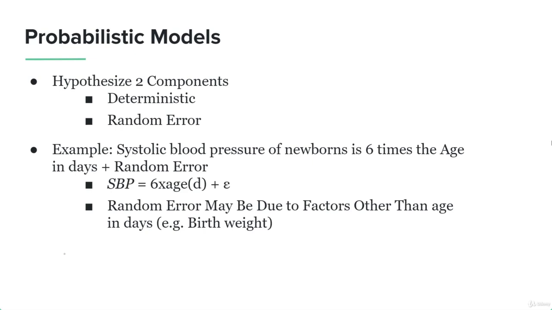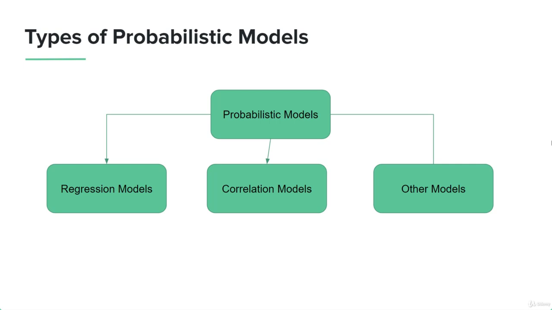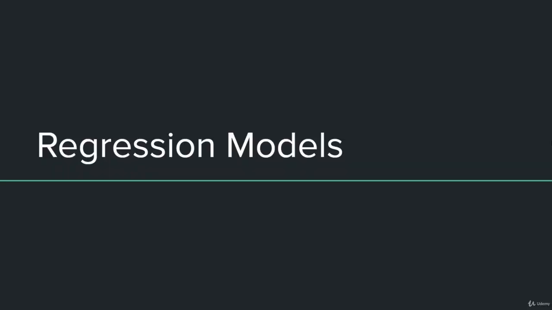But if we were using any other factors like birth weight, the random error can also exist in that as well. So there are three types of probabilistic models: regression models, correlation models, and other models. Basically, we're going to talk about regression and correlation models, and we're going to look into them and understand them as well. So let's talk about regression models.